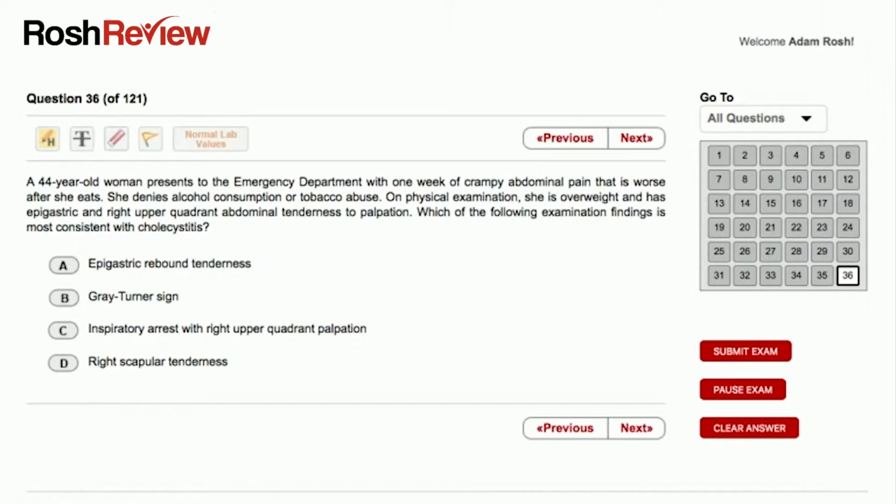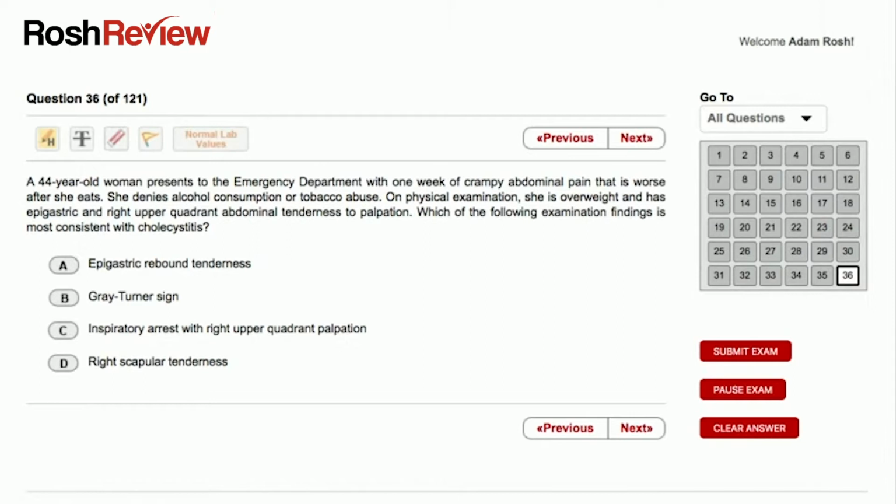All right, so this question, we're given a bunch of clinical information, and then at the very end in the lead-in, we're actually told that the patient has cholecystitis. So we're in a very good position to start off this question. What we need to know for this question, however, is an exam finding that's consistent with cholecystitis. So we have to identify what is a classic presentation for cholecystitis on your exam.